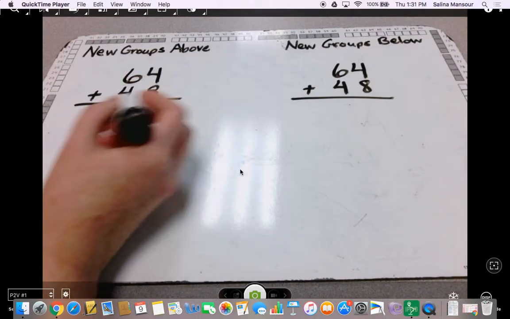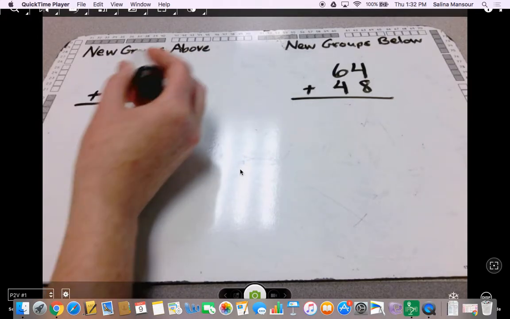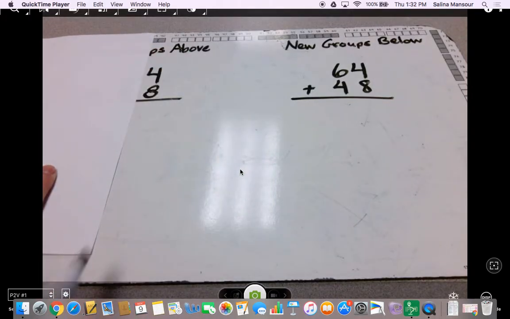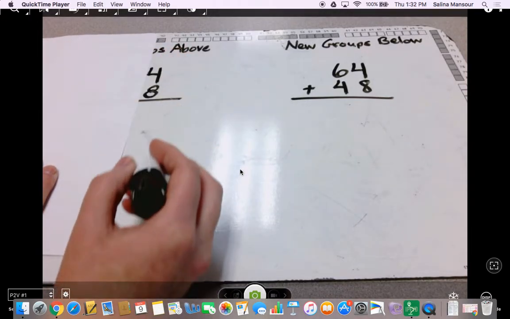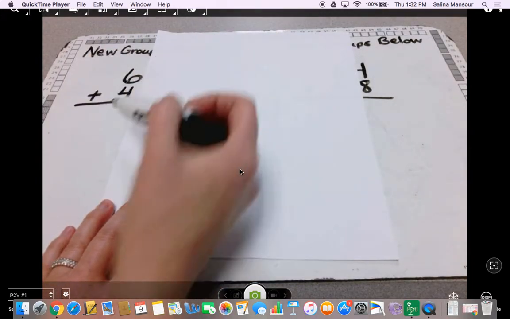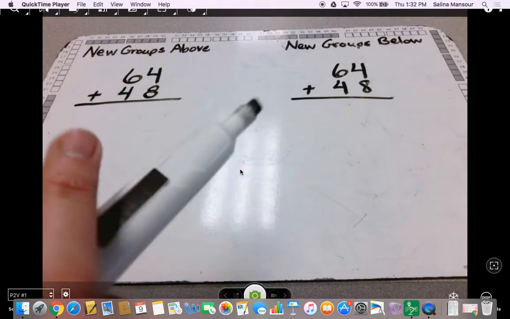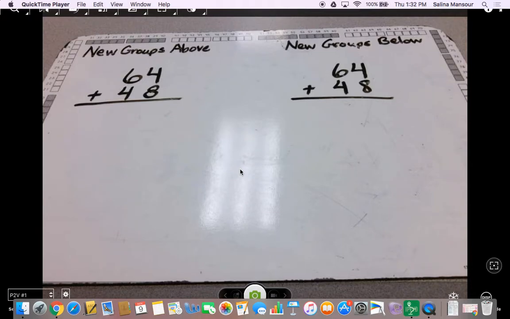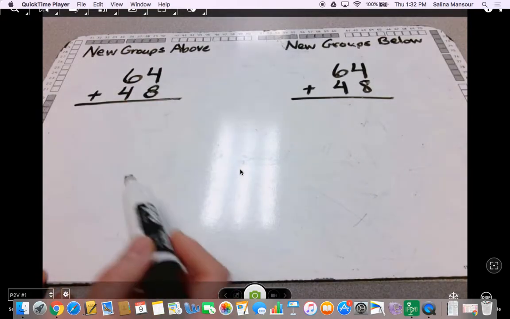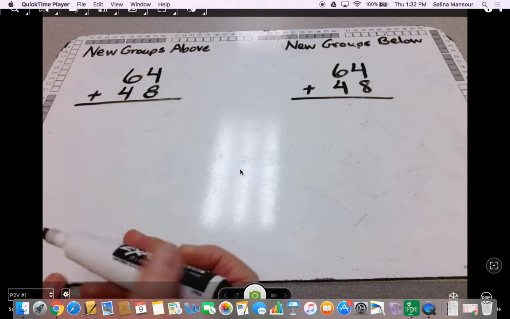So with new groups above, we always start with the ones place. And notice we made sure that we lined up our ones place. If I take a piece of paper and put it over, all of my digits in the ones place are lined up. All of my digits in the tens place are lined up. And that is important so that we don't make mistakes. So we're going to start by adding the digits in the ones place. And I'm going to think to myself, 4 ones plus 8 ones are 12 ones.